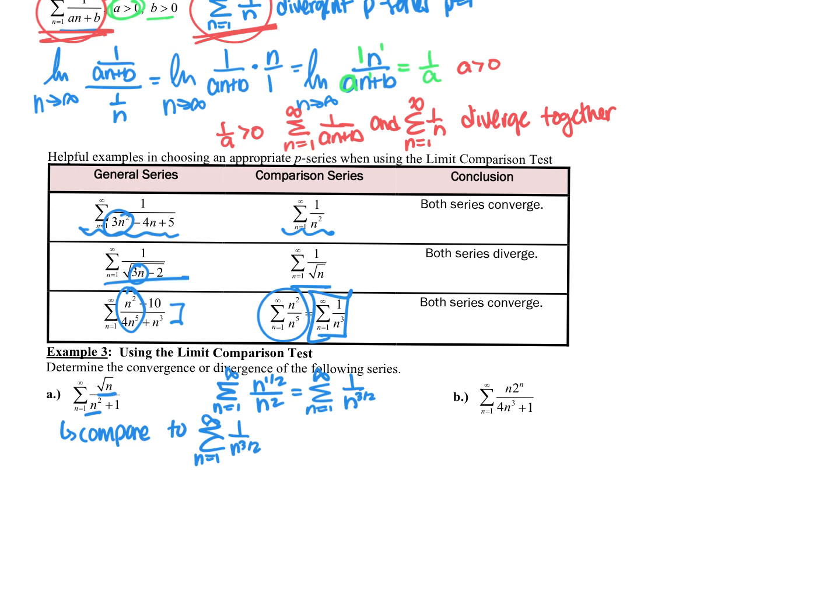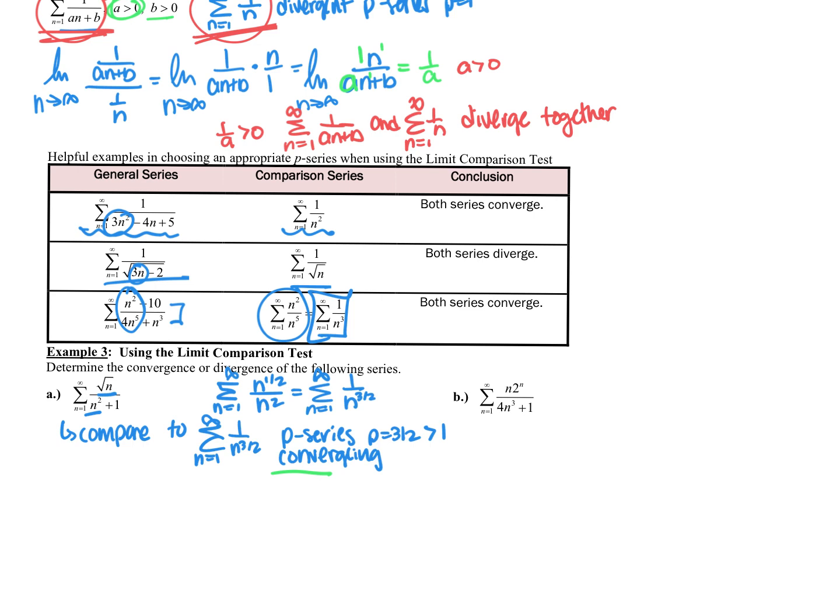And the reason why we'll compare to this is because this is a p series with p equal to 3/2. So this is converging because 3/2 is greater than 1. Always make sure you write the why, okay? This is important to write down when you're doing these types of problems, especially this part right here, that p is greater than 1.